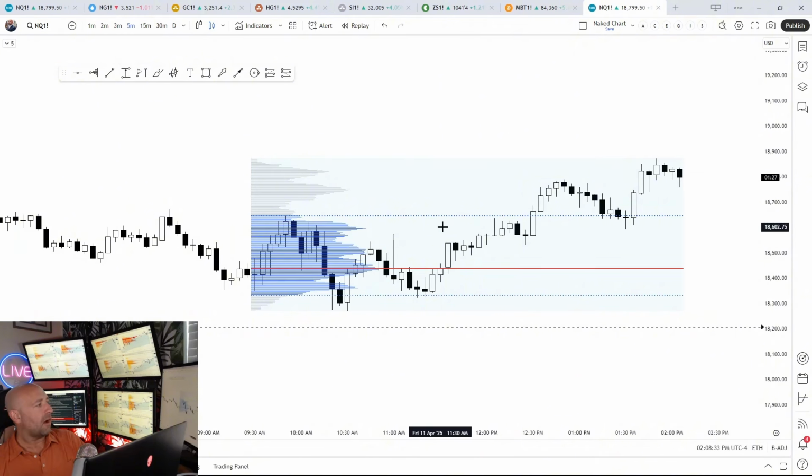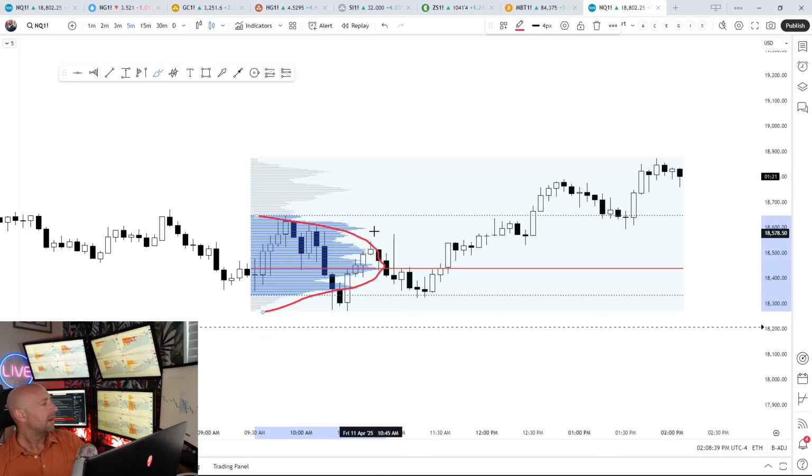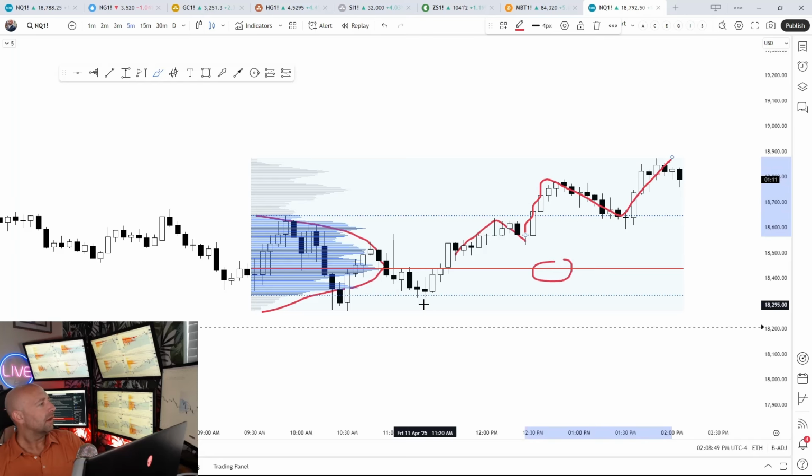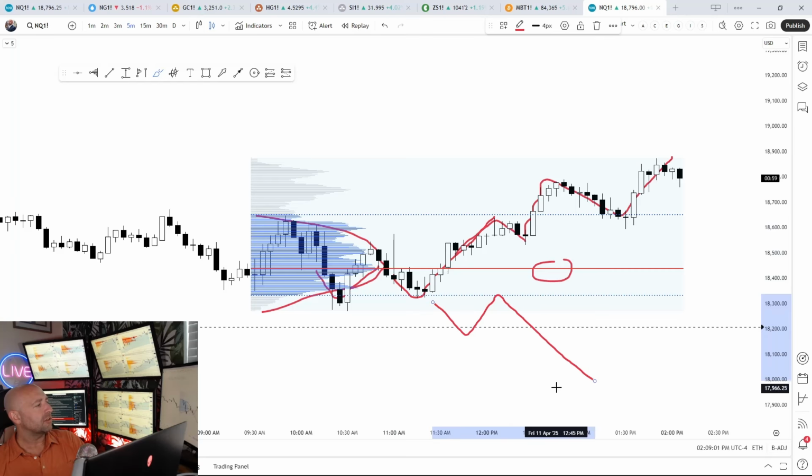Some will often build more than one distribution. So whenever I see a distribution form, I want to fade the value area extremes back to point of control, or if we break out, I want to look long, because we're in price discovery. Same thing to this side: fade the value area extremes back to point of control. If we get to point of control, go to the other side of value. If we break out, we can expect a short.